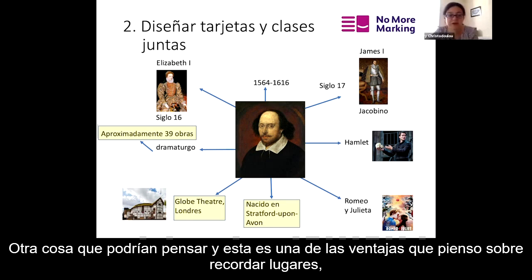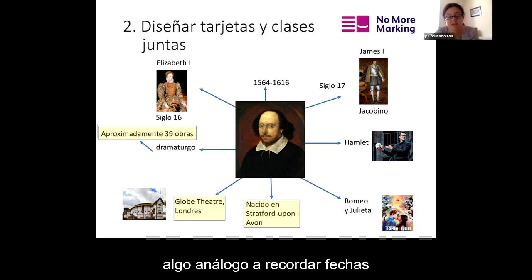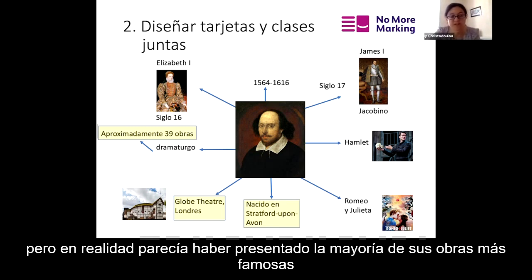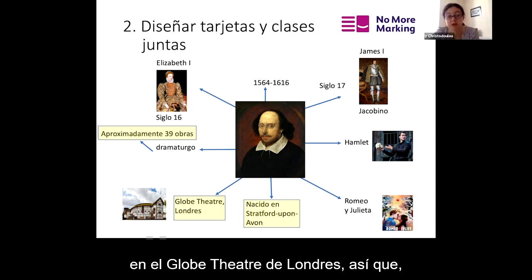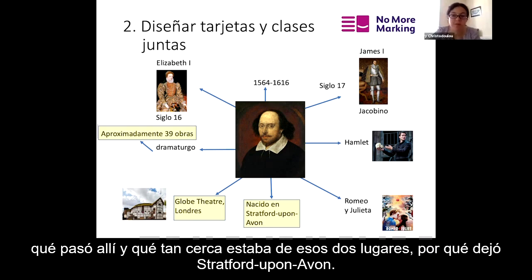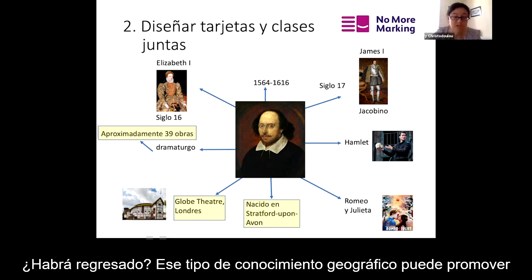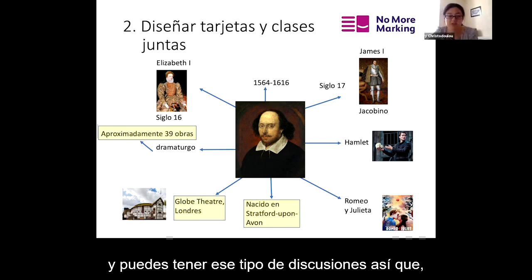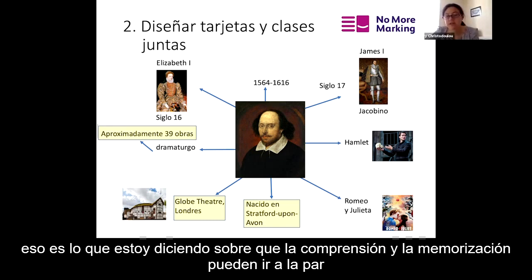Another thing you might think about, and this is one of the advantages, I think, of remembering places, kind of analogous to remembering dates, is, okay, he was born in Stratford-upon-Avon, but actually he seemed to have put on most of his most famous plays at the Globe Theatre in London. So what happened there? And students might ask, well, how close are those 2 places? Why did he leave Stratford-upon-Avon? Did he go back? And so that kind of geographical knowledge can promote some very interesting questions too, and you can have those kinds of discussions. So that's what I'm saying about the understanding and the memorization going in lockstep.